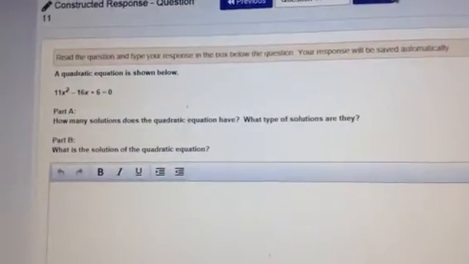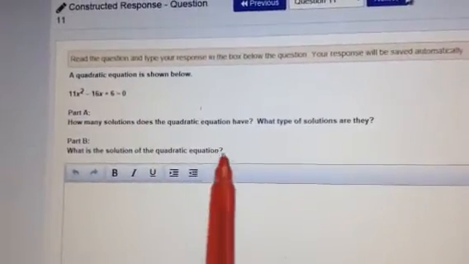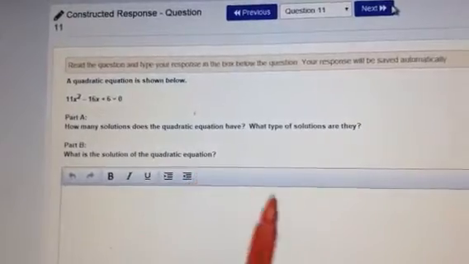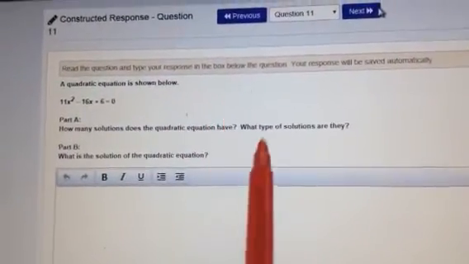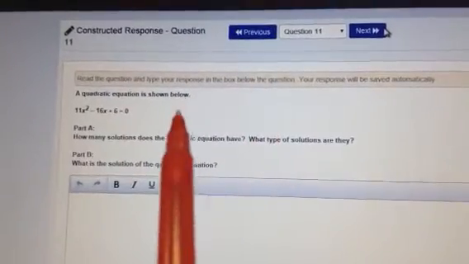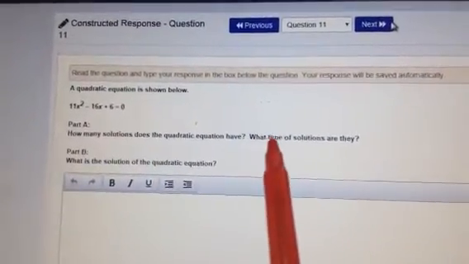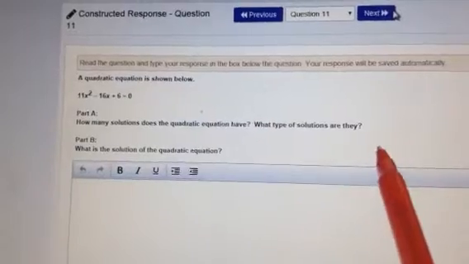underneath the square root, called the discriminant. So if it's a positive number, I know I'm going to have 2 real roots. If it's 0, I know I'm going to have 1 repeated root. And if it's negative, I know I'm going to have 2 imaginary solutions or complex solutions, or no real roots, however you want to say it.